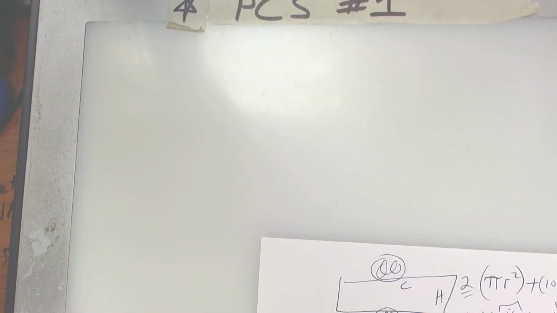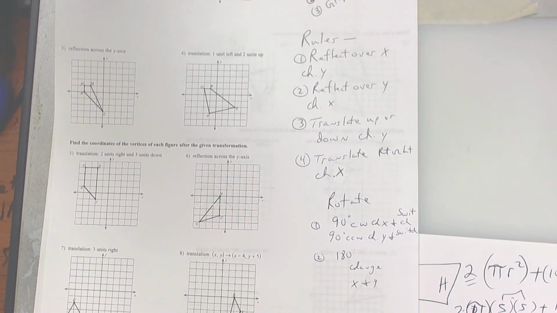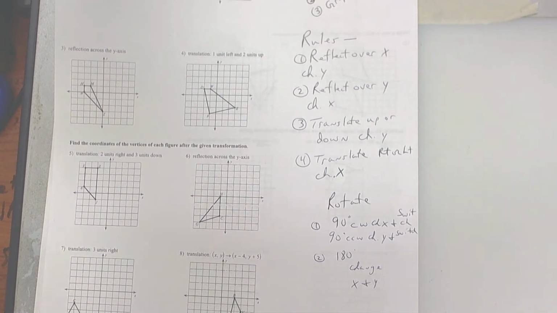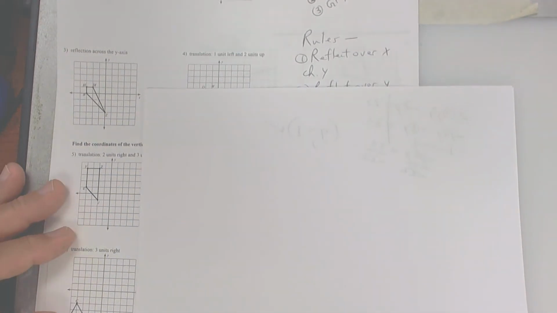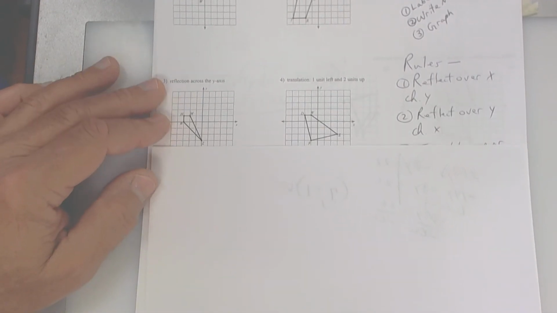You have some rules, and I want you to write down these rules right now. We're going to go over them also. So copy down those rules, and here we go. If you reflect it over the x-axis, you change the y. This one says reflect over the y-axis, and here's how I want you to do it.